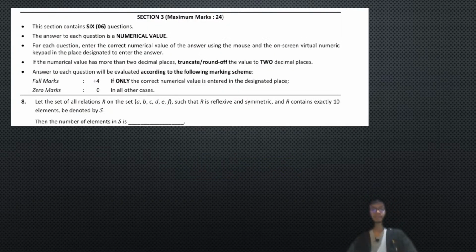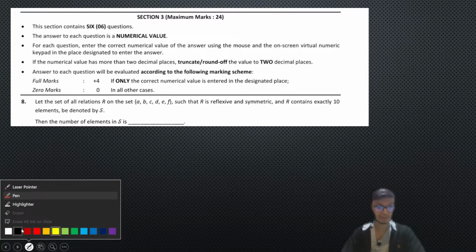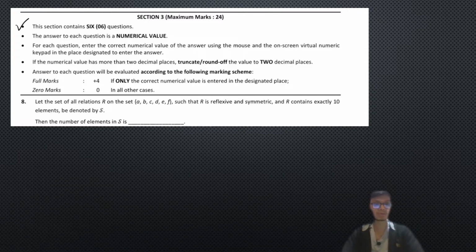All right, so let's start off with the first question from the section C. Before we start again, I would like to make sure that you know the rules of the questions. This particular section will consist of 6 questions, and the answer to these questions is a numerical value. For each question, enter the correct numerical value using your mouse and the on-screen virtual numeric keypad. And if the numeric value has more than 2 decimal places, just round it off or truncate. Okay, just round it off to 2 decimal places, and that's how you have to answer.